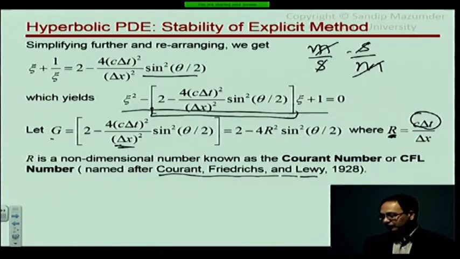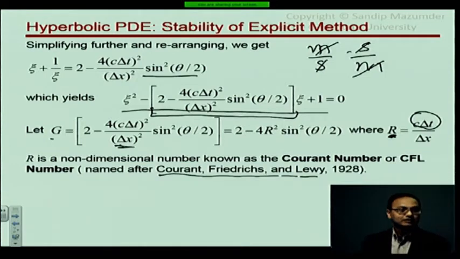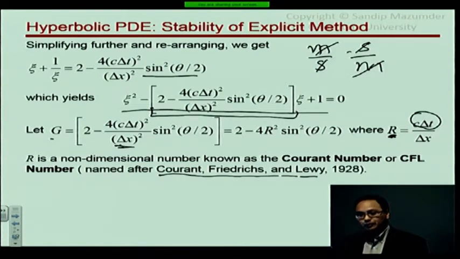Later on, we will see that whatever stability criteria we get, it kind of makes sense from a physical perspective, if we think about that physical picture of how much the wave is moving in one time step versus the grid spacing. Any questions?